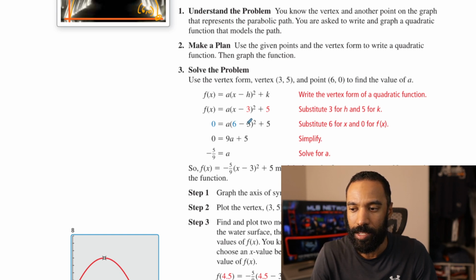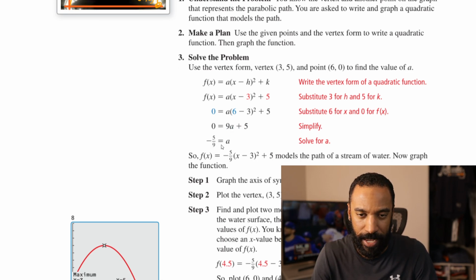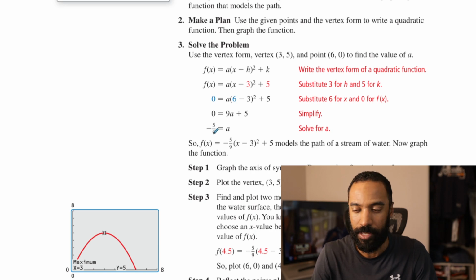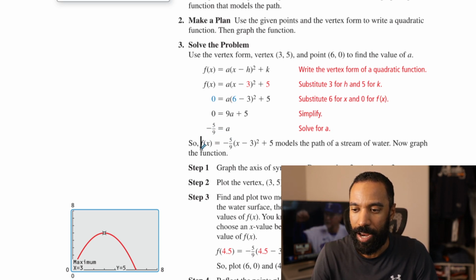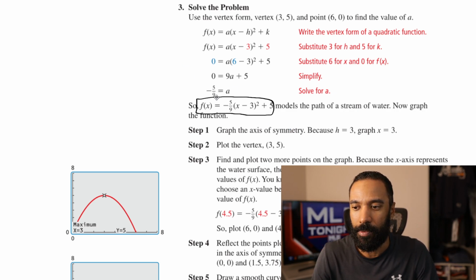6 minus 3 squared is 9. And there's still a plus 5 here. So we have 9a plus 5. I subtract 5 from both sides and divide both sides by 9, or the book does, and you get a as negative 5 ninths. So negative 5 ninths is the vertical compression factor in this case, and reflection component that gives you this equation here. f of x equals negative 5 ninths times x minus 3 quantity squared plus 5. That models the path.